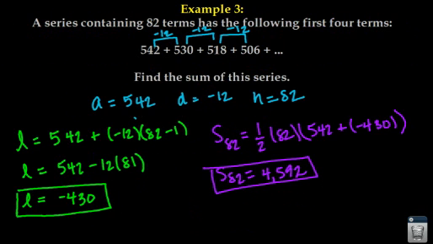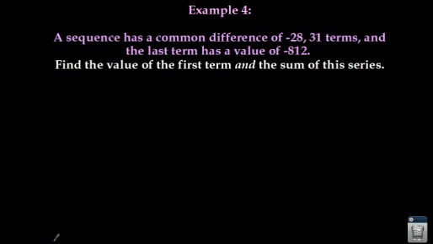Okay, so our final example of the day says a sequence has a common difference of negative 28, 31 terms, and the last term has a value of negative 812. So I'm going to set this up and say D equals negative 28, N equals 31, and L equals negative 812. So clearly what we're missing, we can find four things with that last term equation. We're missing the first term. So when it says find the value of the first term, that's not a huge surprise since that wasn't given. And then we're going to find the sum of this series.